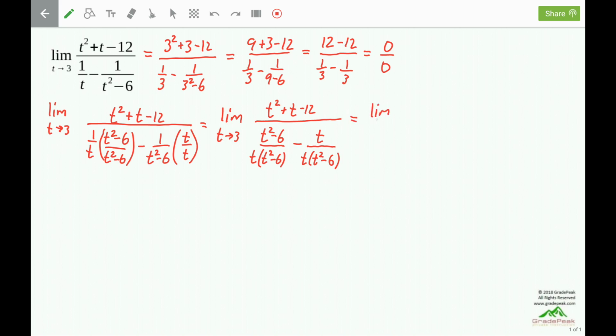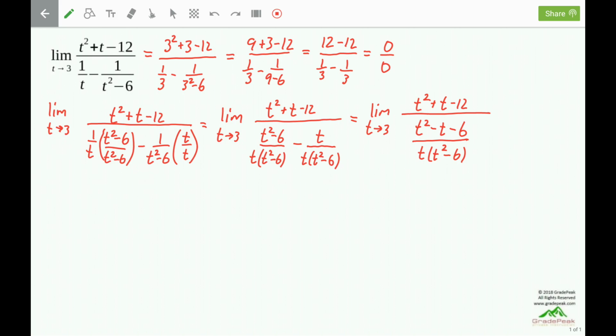So this now can be written as limit as t goes to 3. Numerator, we haven't done anything with just yet. The denominator, we're going to combine the fractions by combining the numerators. We have a t squared, we have a minus 6, and we have a minus t. I'm going to write the minus t and then the minus 6 so that it's in descending order. It will just make it easier to deal with any kind of factoring we may need to do.